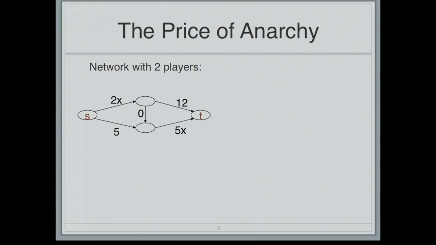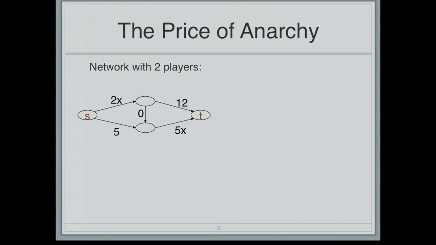So you compare two things. You have a game, you have an objective function, and you ask, what's the objective function value of an equilibrium? And then what's the best imaginable objective function value if I hypothetically had full control over the system? So it's a comparison between two objects. In this game, there's only one equilibrium.